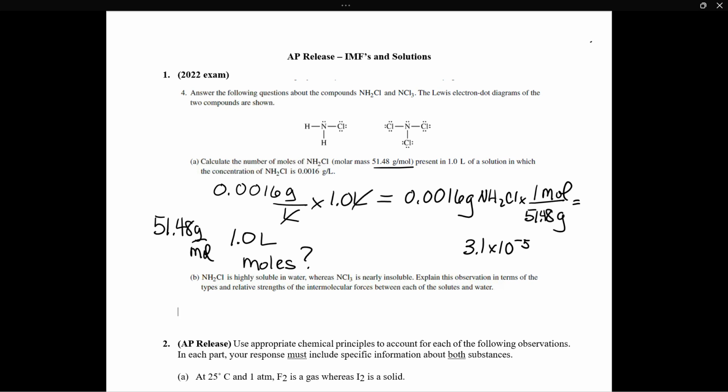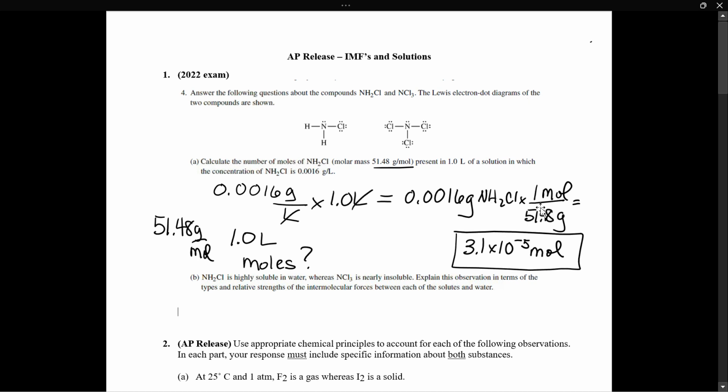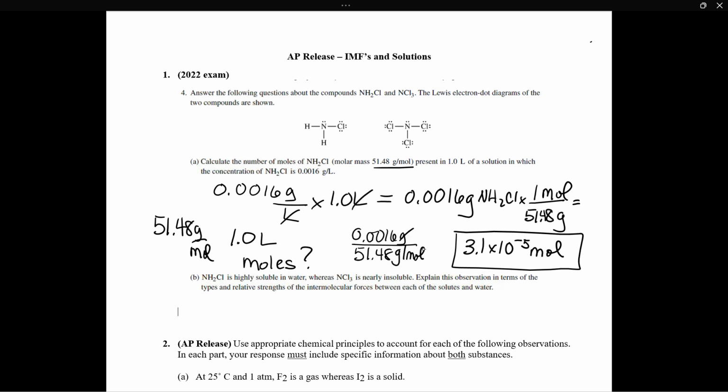It's a very small number here, which makes sense because our amount of grams is very small. So I wrote that in scientific notation. I should have 2 sig figs in my response because this initial value only had 2 sig figs in it. And so this is really basically just a mole calculation problem, showing do we know how to go from grams to moles. Another way I could have written it is like this. I could have said it's 0.0016 grams divided by 51.48 grams per mole. That would be another acceptable way to write that out as well.